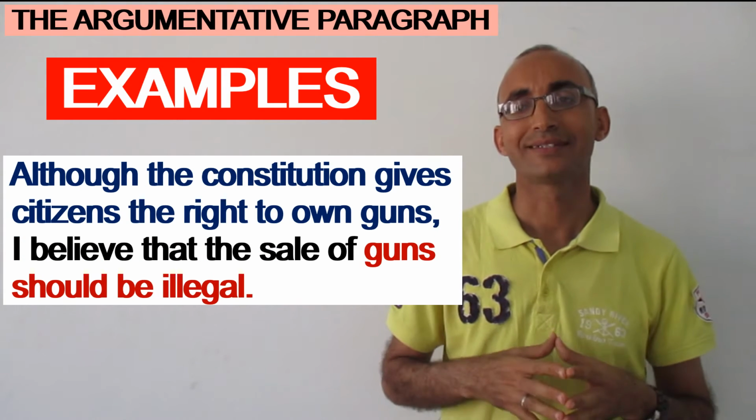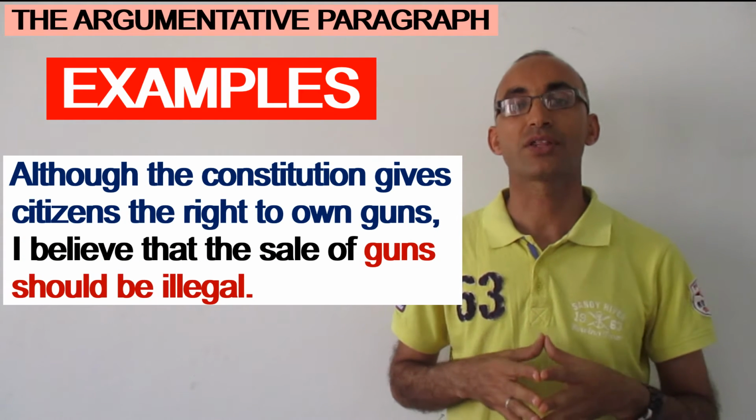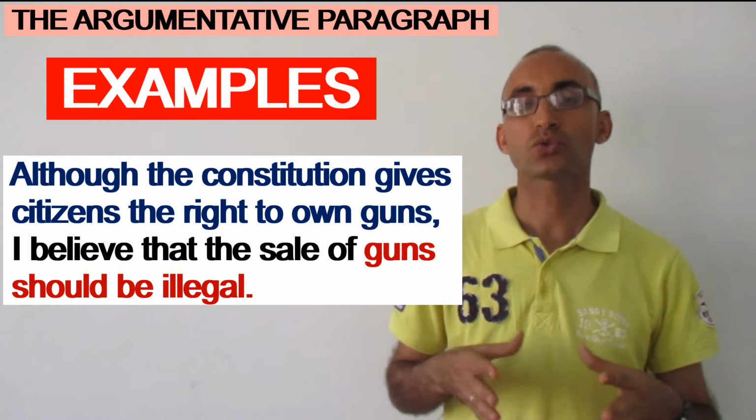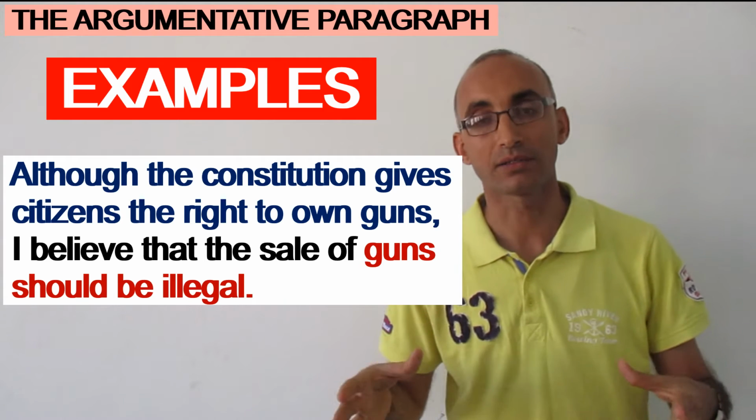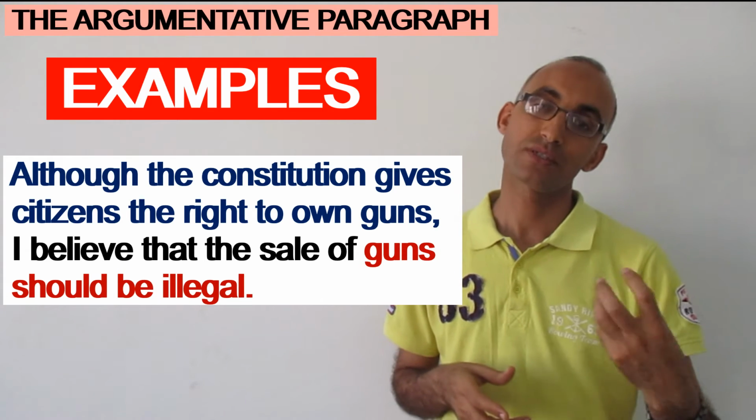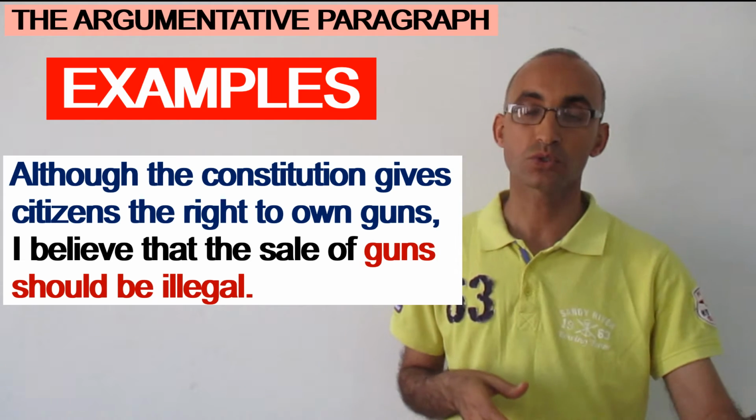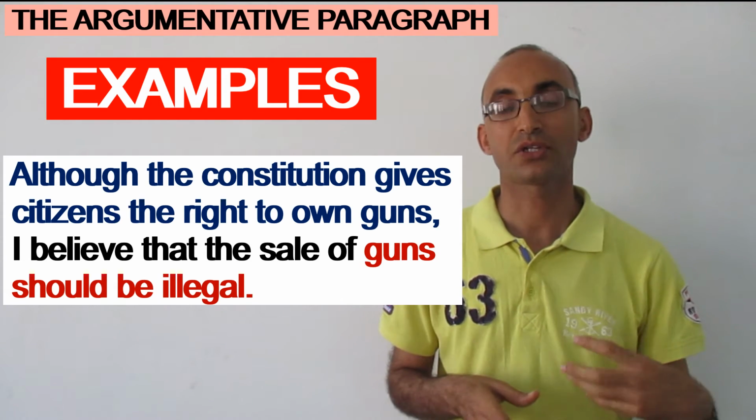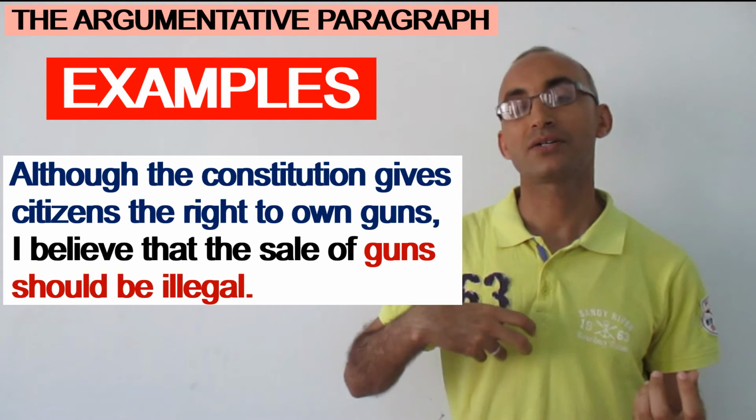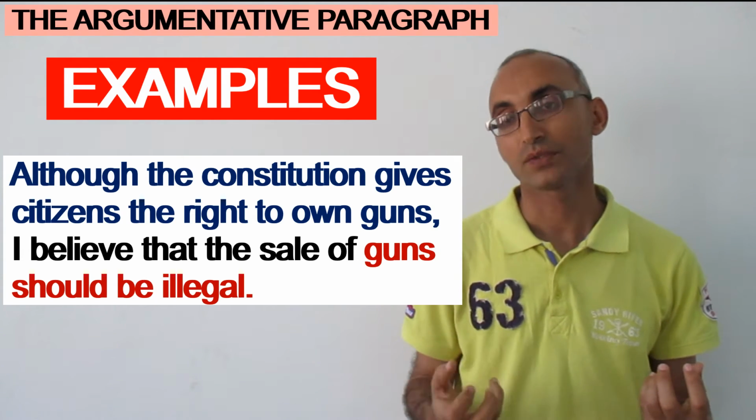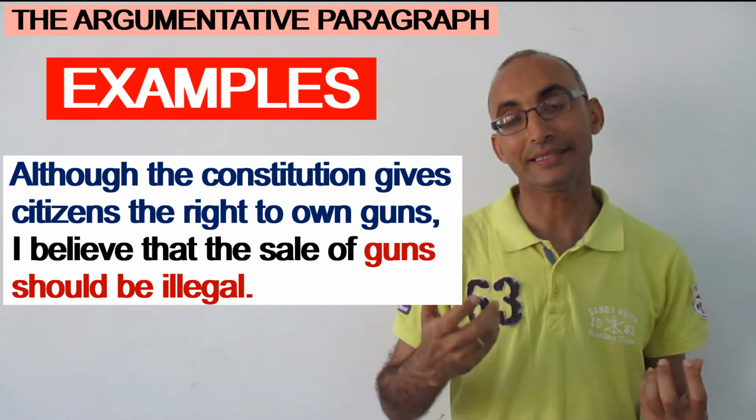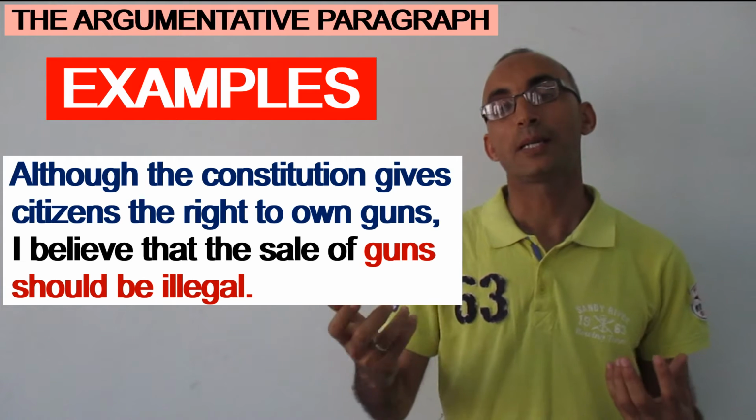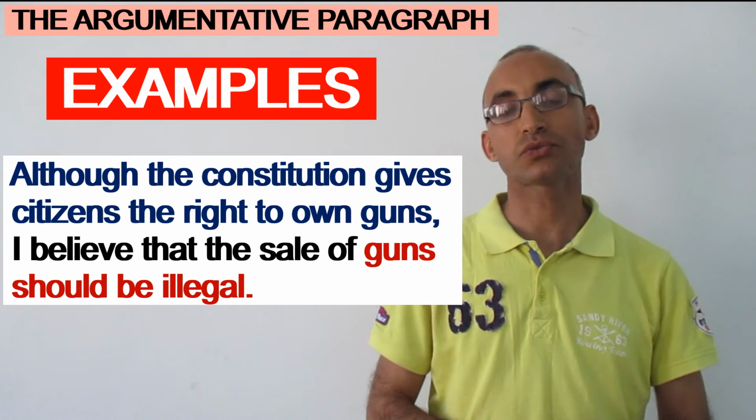Although the Constitution gives citizens the right to own guns, I believe that the sale of handguns to ordinary people should be illegal. So here, the first writer gives briefly the opposing view, the opposite opinion that permits the sale of handguns. Then he refers to his opinion, its harm, and why it should be banned and considered illegal.